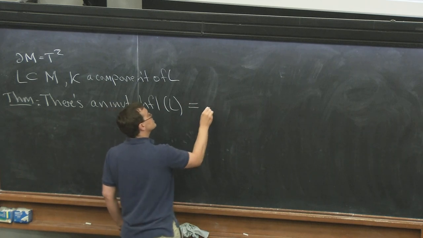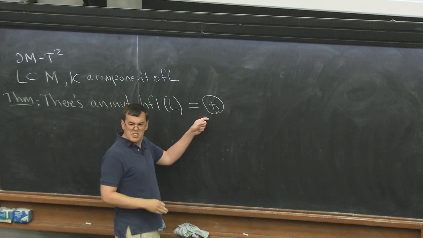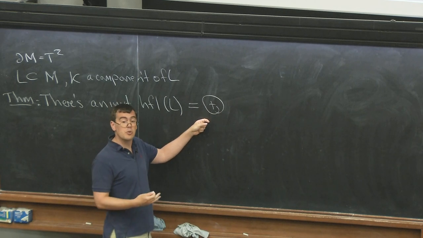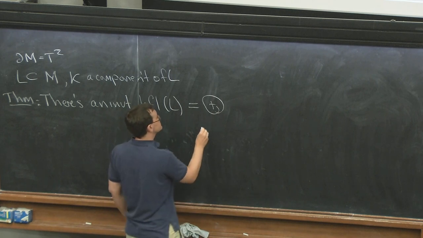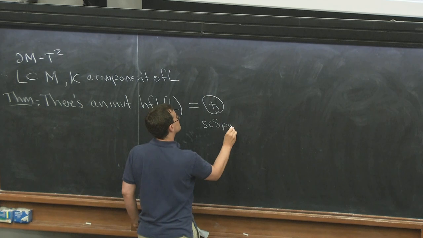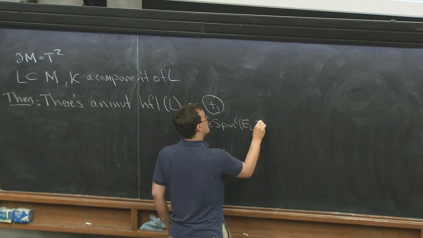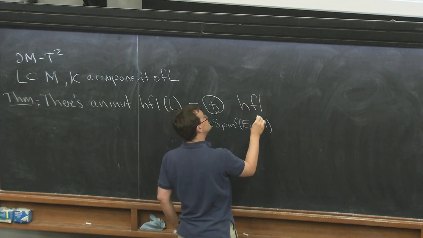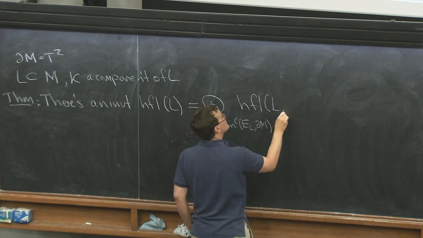I'll try to be a little bit specific, because we actually need to be specific about spin^c structures here and what cover I'm thinking about, because both of those things are rather different from what happens in the closed case. So here I'm going to sum over a set of spin^c structures. Let me write this: Spin^c of the exterior of L relative to the boundary of M. Of course, for each spin^c structure, I get a summand, let's say, HF hat of L, s.